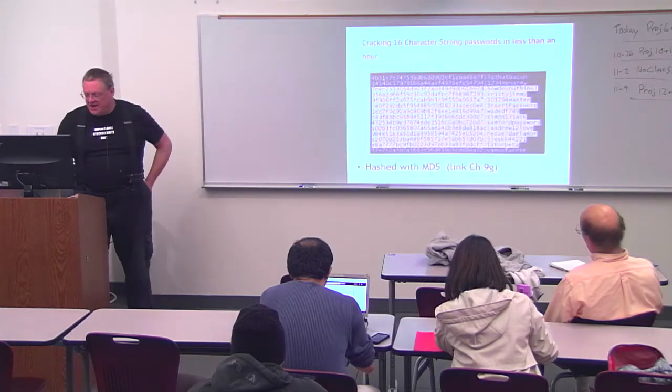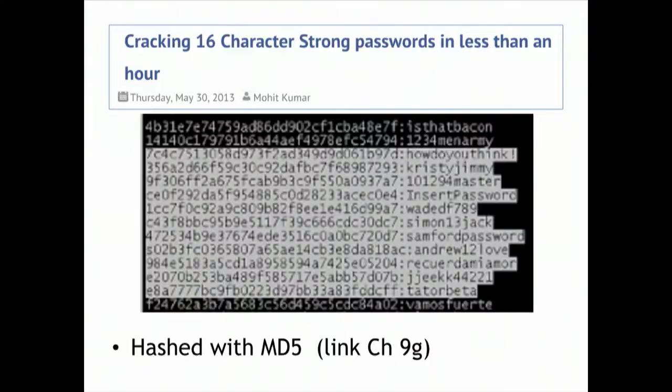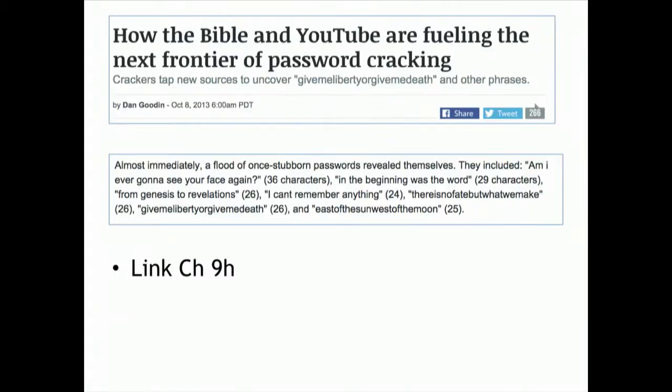So it's a problem. So here's what he did, 16 character strong passwords in less than an hour because they were hashed with MD5. They were able to try them all, but notice these aren't completely random. You know, I don't think anybody could crack a 16 character random character password if you could remember one. I don't think anybody could do it in any reasonable amount of time.